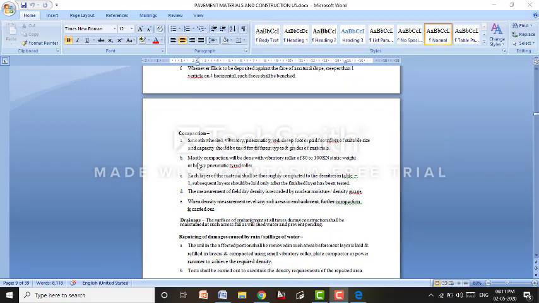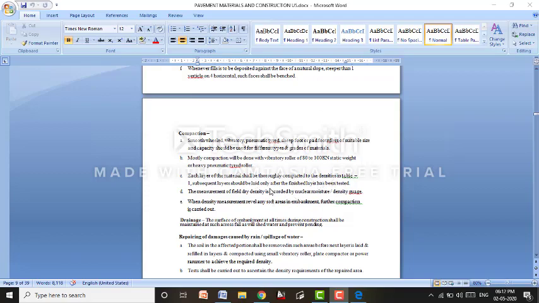Then what are the different types of compaction modes? Smooth wheeled, vibratory, pneumatic, sheep foot or pad foot rollers. Suitable size and capacity should be used for different types and grades of materials. Mostly compaction will be done by vibratory rollers of 80 to 100 kilonewton static weight or heavy pneumatic tired rollers. Each layer of material shall be thoroughly compacted to the densities as shown in Table 1.